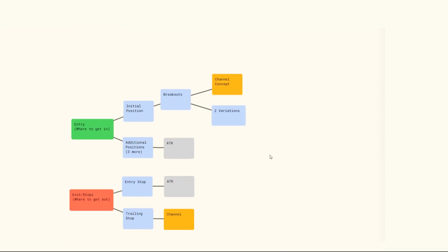And then finally, I will go through a walkthrough of a typical way to apply it overall. So if that sounds good, we'll move on to the video on entries.